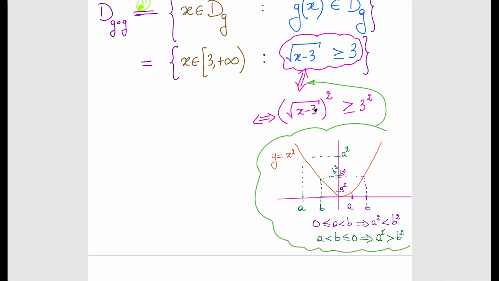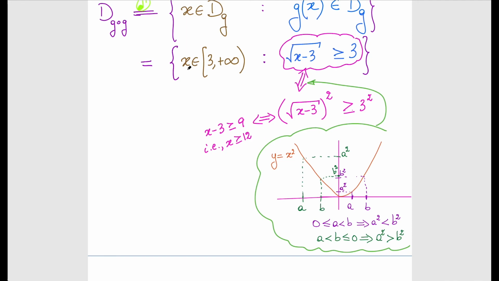That's equivalent to saying that, what's the square of a square root? That's just the radicand. So x minus 3 is greater than or equal to 3 squared, which is 9, right? Correct? So 3 squared is 9. And that's the same thing as saying that x is greater than or equal to 12. By adding 3 to both sides, you get x is at least 12. Correct? So this blue inequality here, I know exactly what demands it places on x. It places this demand. X is at least 12.